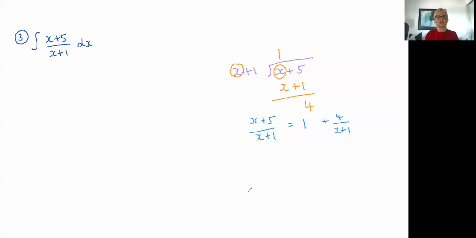All right, so let's put this over here. What we've actually got is 1 plus 4 over x plus 1. Now we can integrate. The integral of 1 is just x. This x plus 1 in the denominator, we should be thinking natural log. So we're going to get 4 times natural log of x plus 1 plus our c. The derivative of x plus 1 is just 1, so when we divide by 1, you get the exact same thing. All right, let's have a look at the next one.